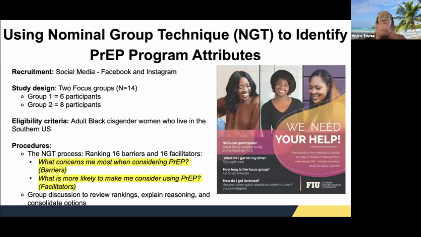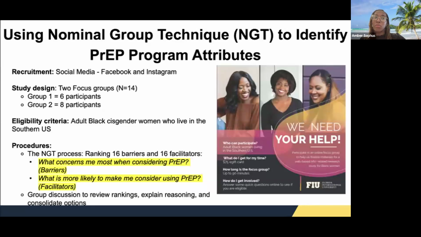So what were my nominal questions? I wanted to know two things. For women, what concerns me most when considering PrEP, which would identify those barriers? Then I also wanted to know what is more likely to make me consider using PrEP, which would identify those facilitators or those motivators for using PrEP. So for my NGT process, I reviewed those rankings, explained reasoning, and consolidated options.